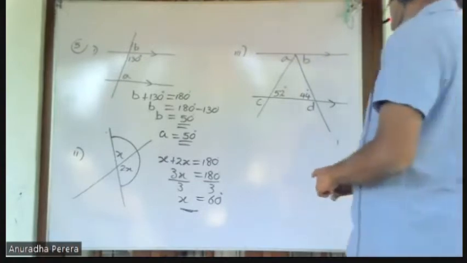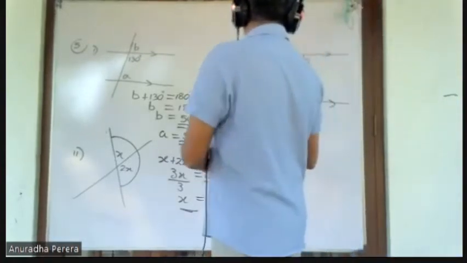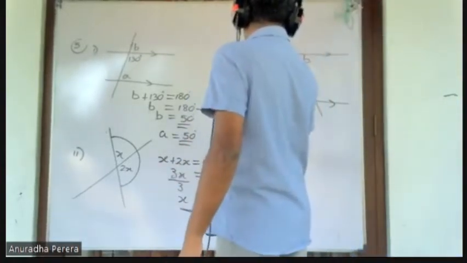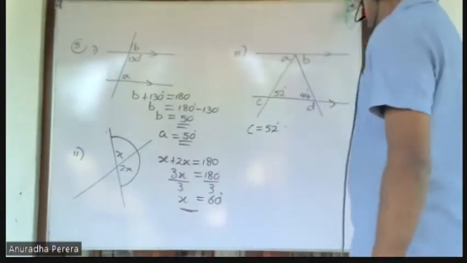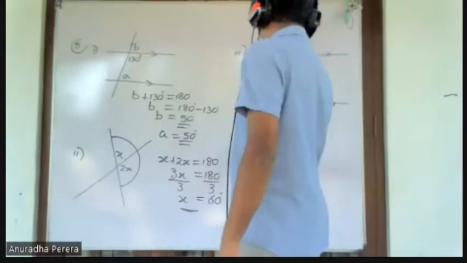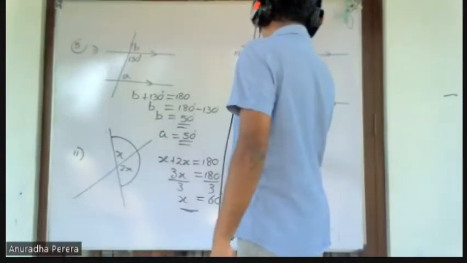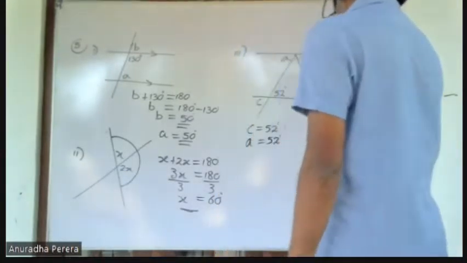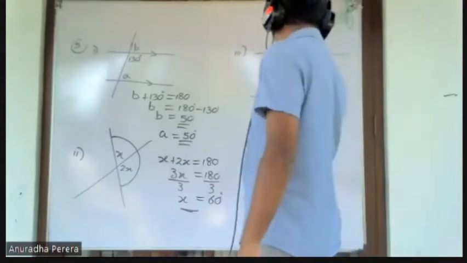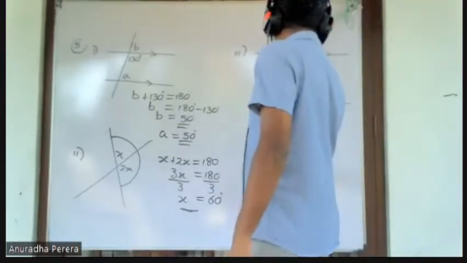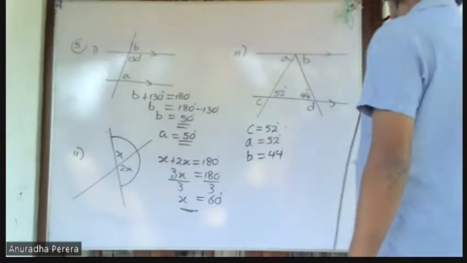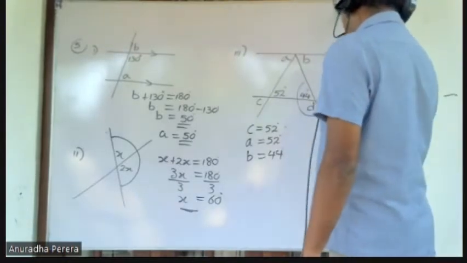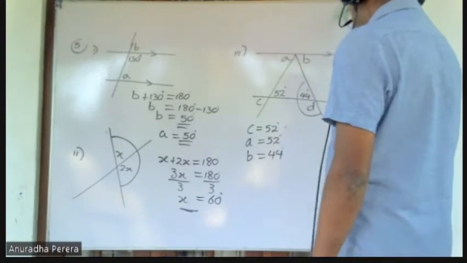We can determine c. c is 52. Vertically opposite angles. If c is 52, a is also 52, alternate angles. And b is 44 degrees, alternate angles. And we can determine d. Sum of these, 52 degrees. The value of d?